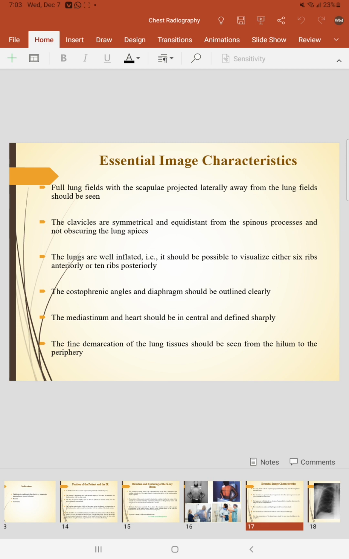The lungs are well inflated. It should be possible to visualize either 6 ribs anteriorly or 10 ribs posteriorly. The costophrenic angles and diaphragm should be outlined clearly. The mediastinum and heart should be in the center and defined sharply. The fine demarcation of the lung tissues should be seen from the hilum to the periphery.